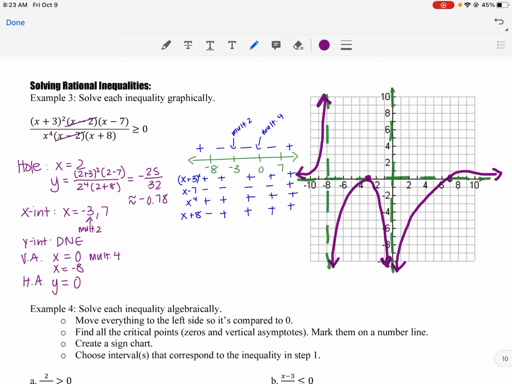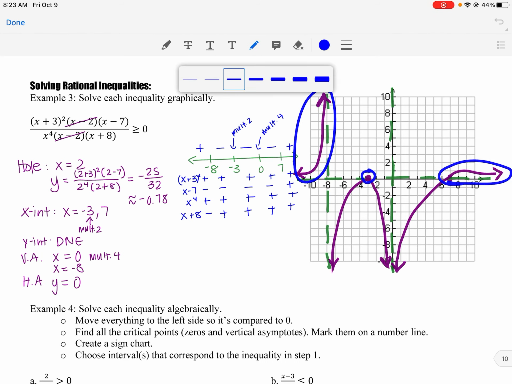Okay, in this case, we are looking for when it is greater than or equal to 0. So we want the parts of the graph that are positive. We also want the part of the graph that's equal to 0, and we want the part that's positive again. So as we write our final answer here, the first interval is all the way to the left, so that's -infinity to -8.